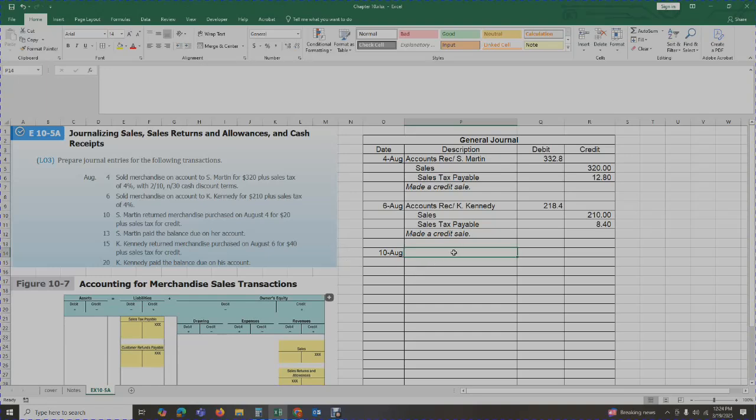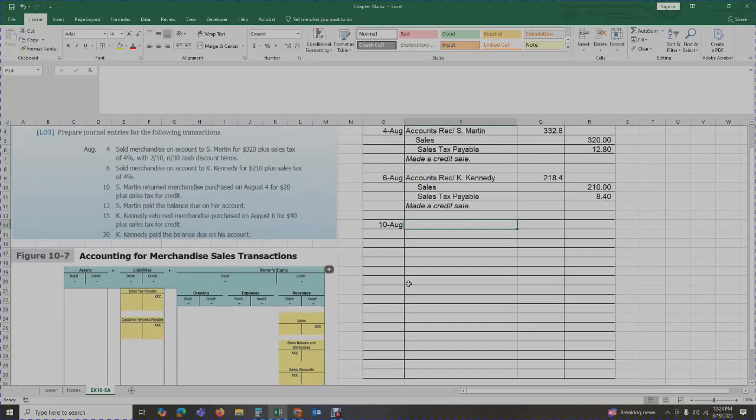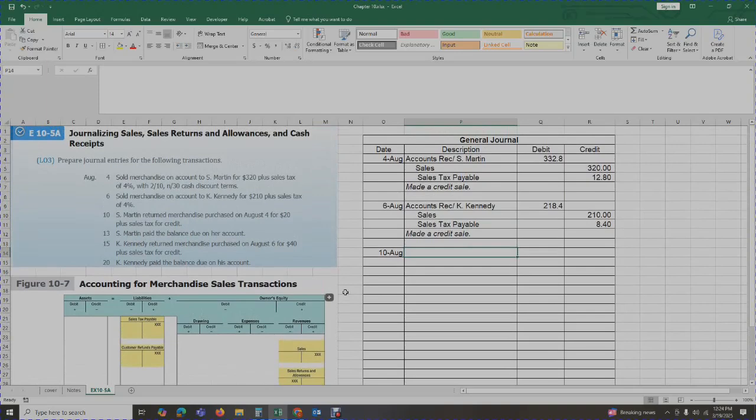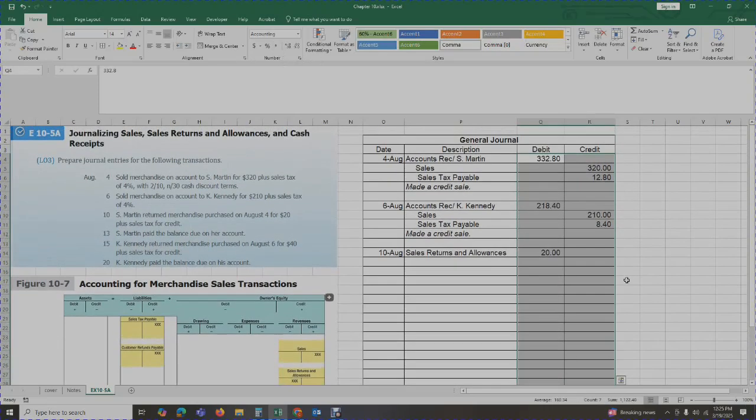So the first thing that we're going to do is, this is a return, so we're dealing with sales returns and allowances. So we're going to be looking at our figure 10.7. Sales returns and allowances is a contra revenue account with a normal balance of a debit. So I'm going to start off with a debit of my sales returns and allowances. Now the amount of the return is $20. That is the actual amount of the merchandise. Let me put all of this with commas. There we go. So my return is $20.